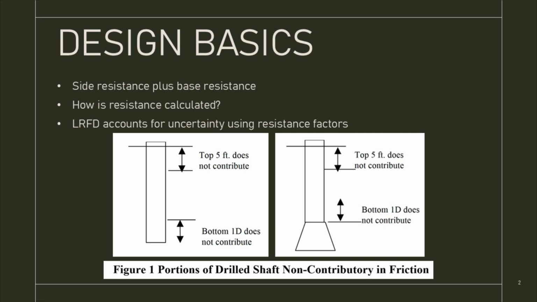Drilled shafts are cast in place, which means we do not get installation feedback like blow counts. We excavate soil, place concrete, and the shaft cures underground. The construction process introduces uncertainty through disturbance, base cleanliness, and concrete to soil contact. LRFD accounts for that uncertainty using resistance factors, and those resistance factors vary depending on soil type, design method, and construction reliability.